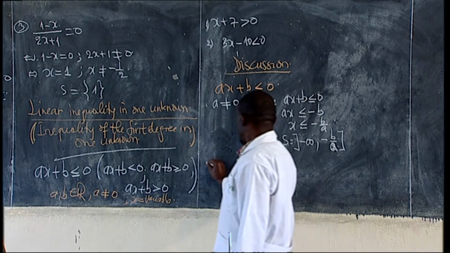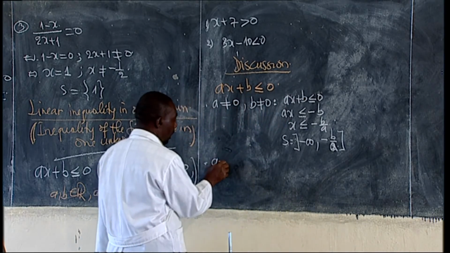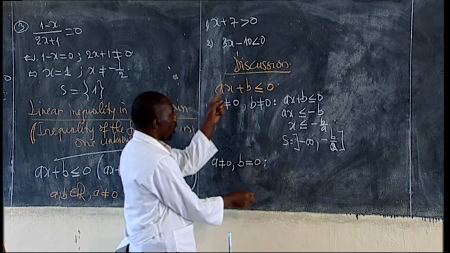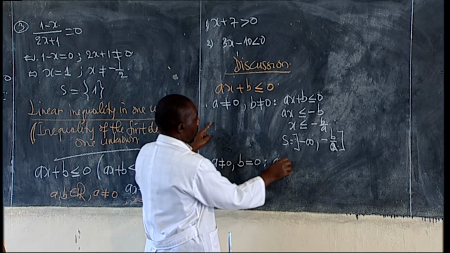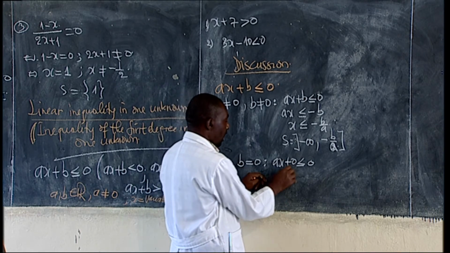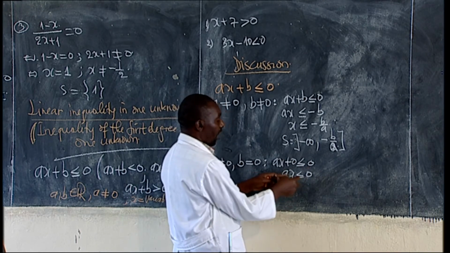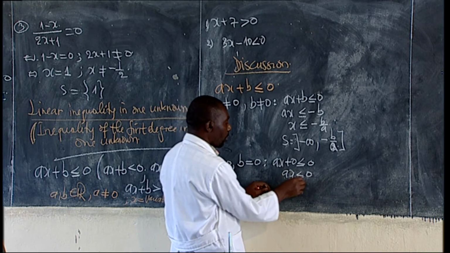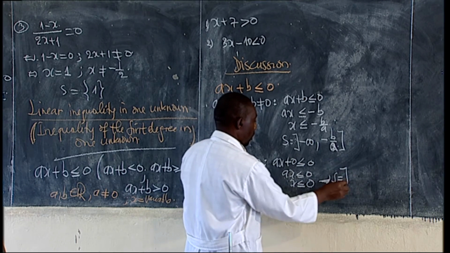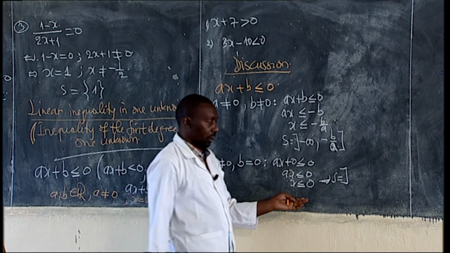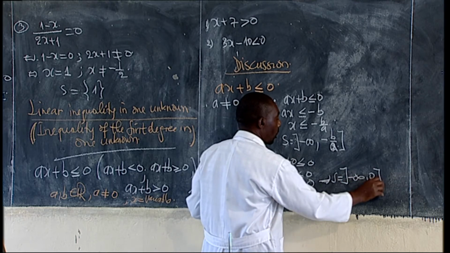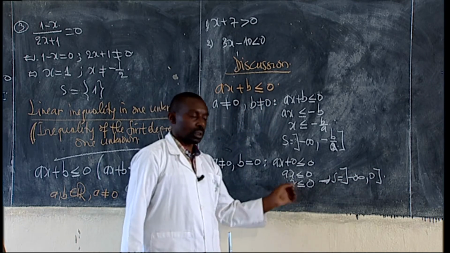Hope you are together. Then in case a is different from 0 and b equals 0, the inequality will be ax plus 0 less than or equal to 0, which means that ax is less than or equal to 0. Dividing both sides by a, x will be less than or equal to 0. And of course, the solution set will be all negative numbers, and even 0 will be included. So minus infinity up to 0, included because of the inequality.